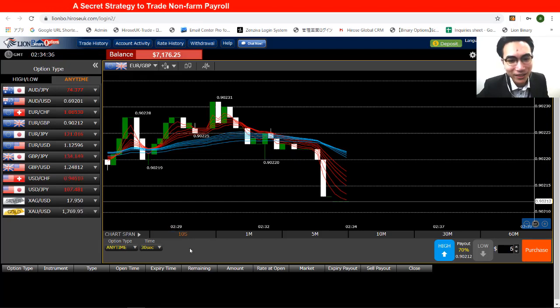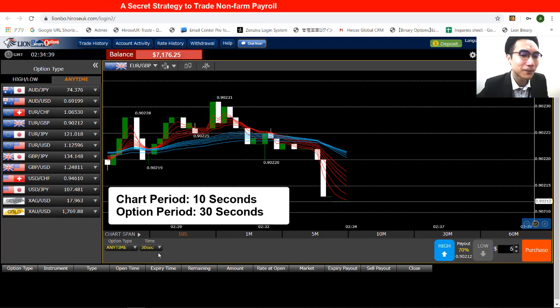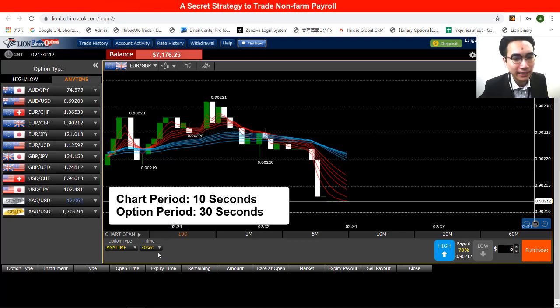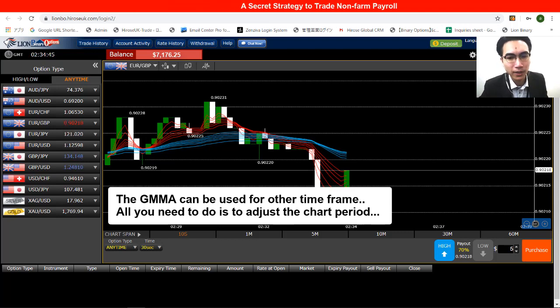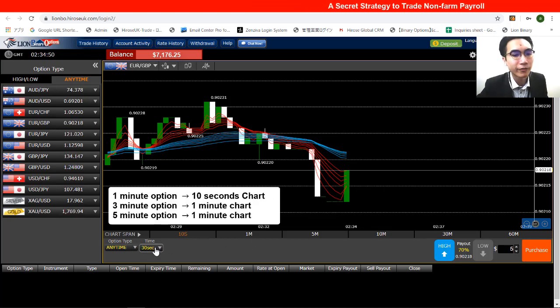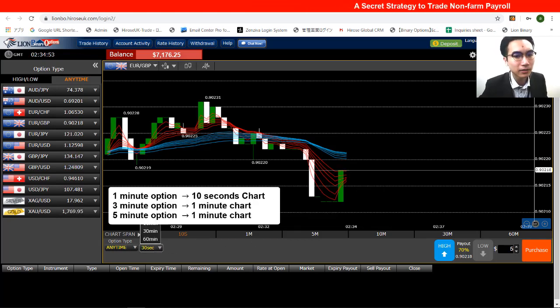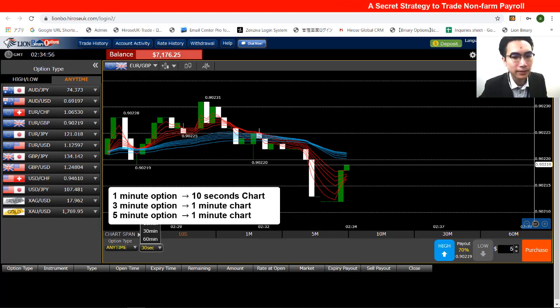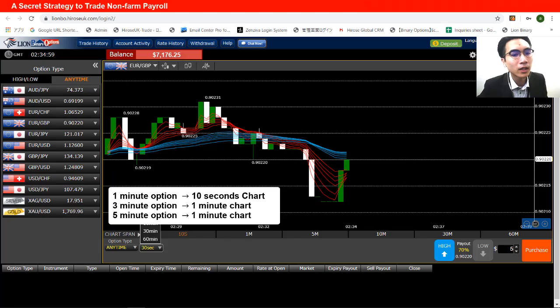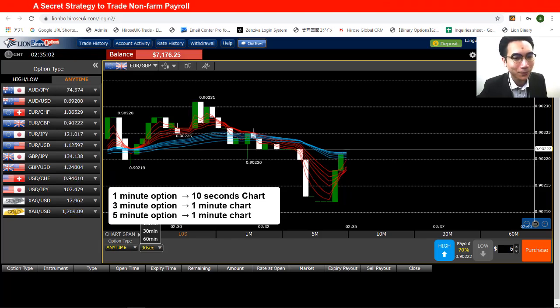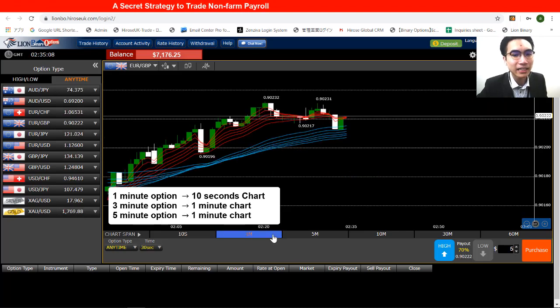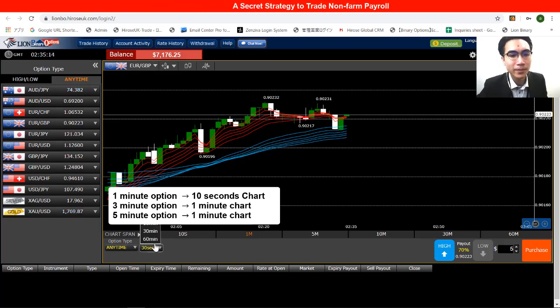The chart period I'm using was 10 seconds, and the option period I was using was 30 seconds. So the strategy is suitable for other option periods as well. If you want to trade with a longer period of option, let's say a 1 minute option, I would suggest you still use the 10 seconds chart period. But if you want to trade with a 3 minutes option or 5 minutes option, then I suggest you change the chart period to 1 minute. So that's pretty simple.